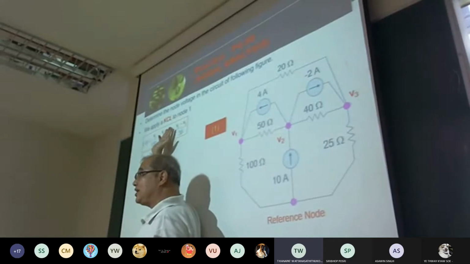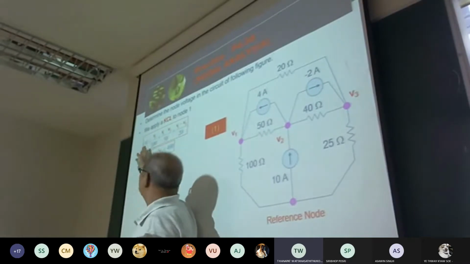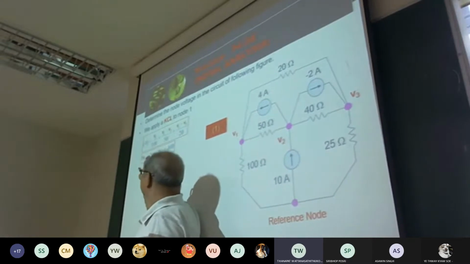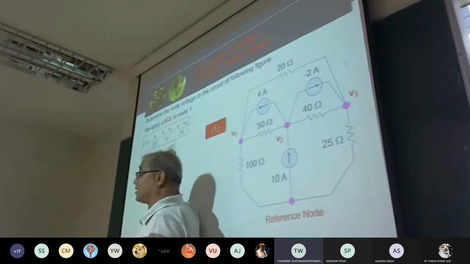We apply KCL to node 1. Current in, current out, clear it out. After that you organize the equations, okay?